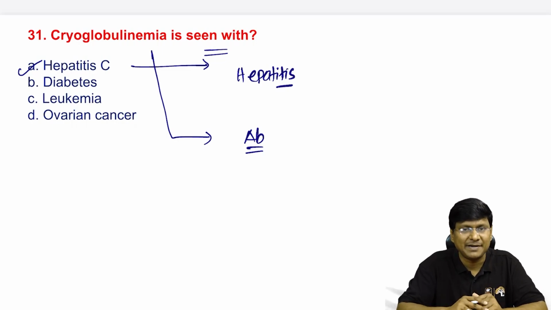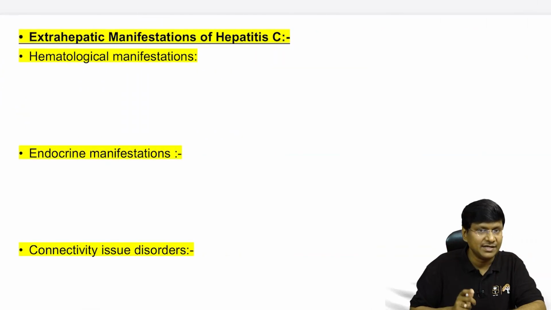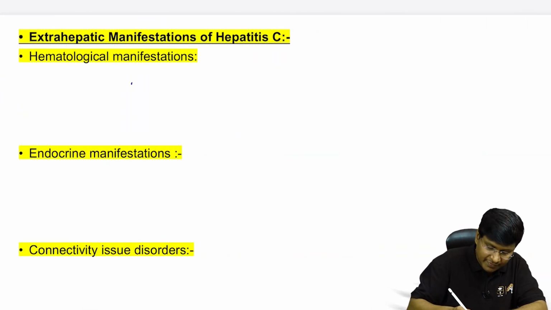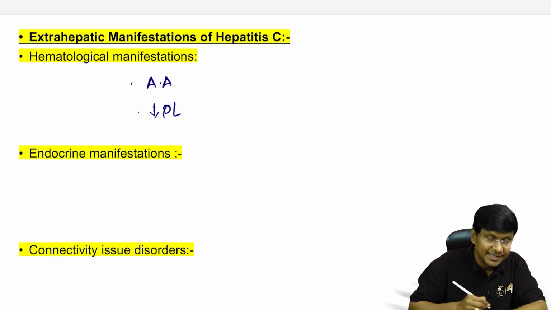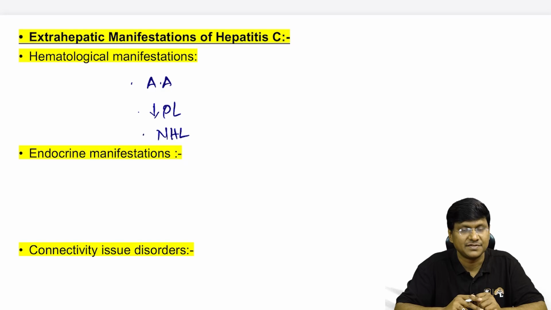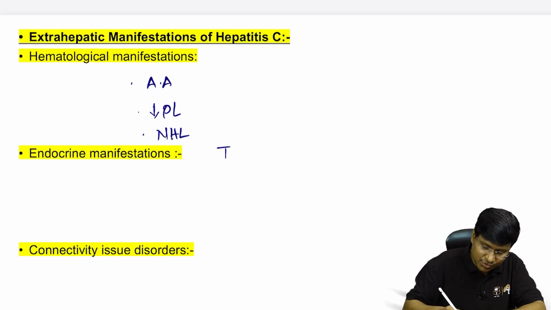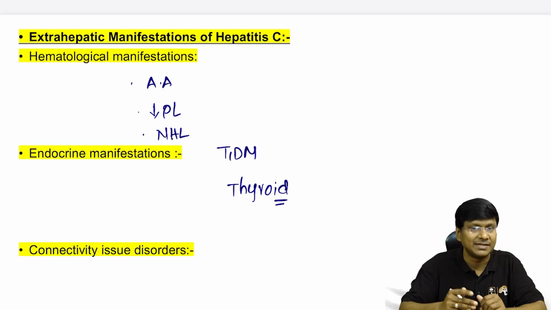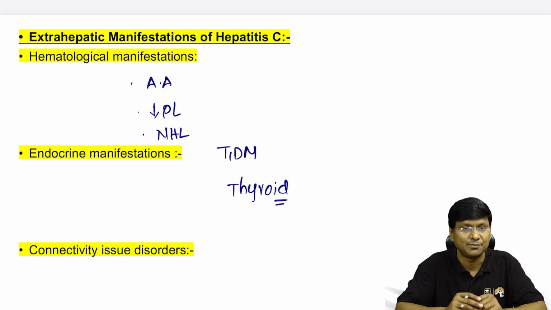And what are the extrahepatic manifestations in case of hepatitis C? The hematological manifestations will be in the form of aplastic anemia, right? There will be decrease in the platelet count, and there will also be non-Hodgkin's lymphoma. These are the hematological manifestations. And endocrine manifestations include type 1 diabetes mellitus and thyroid disorders, which include hyperthyroidism as well as hypothyroidism.